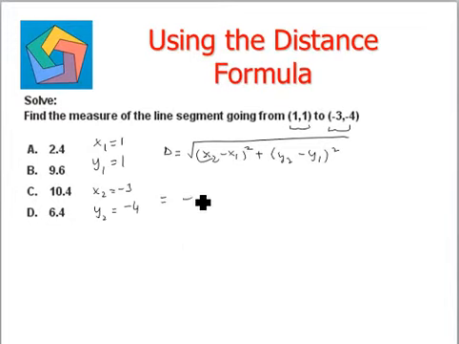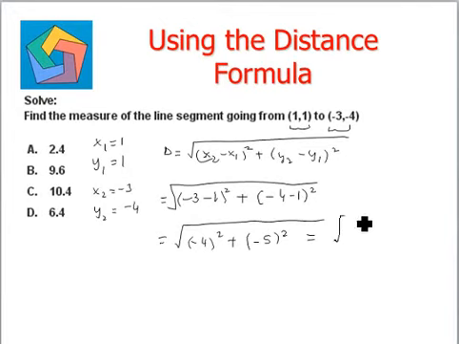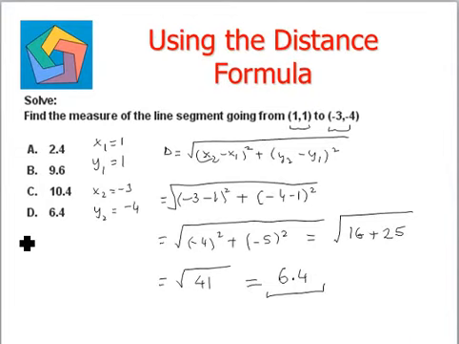x2 is negative 3 minus x1 is 1 whole squared, plus y2 is negative 4 minus 1 whole squared, all under the square root. This is equal to the square root of negative 3 minus 1 is negative 4 squared, plus negative 4 minus 1 is negative 5 squared. Negative 4 squared is a positive 16, while negative 5 squared is a positive 25. 16 plus 25 is the square root of 41. Using a calculator we find the square root of 41 equals 6.4. This is the final answer, can be seen in option D.